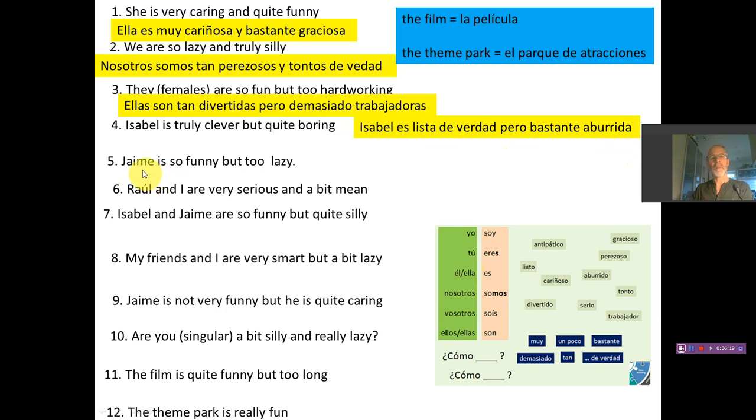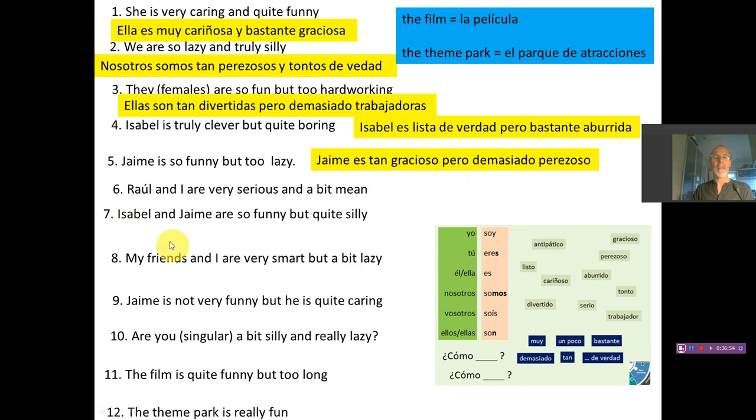Jaime, so the word, we would recognize this almost as the name Jamie, but in Spanish it's spelt like this. There's no I, and it's pronounced Jaime. Jaime es tan gracioso, is so funny, tan is so, pero demasiado perezoso, too lazy. Demasiado is too.